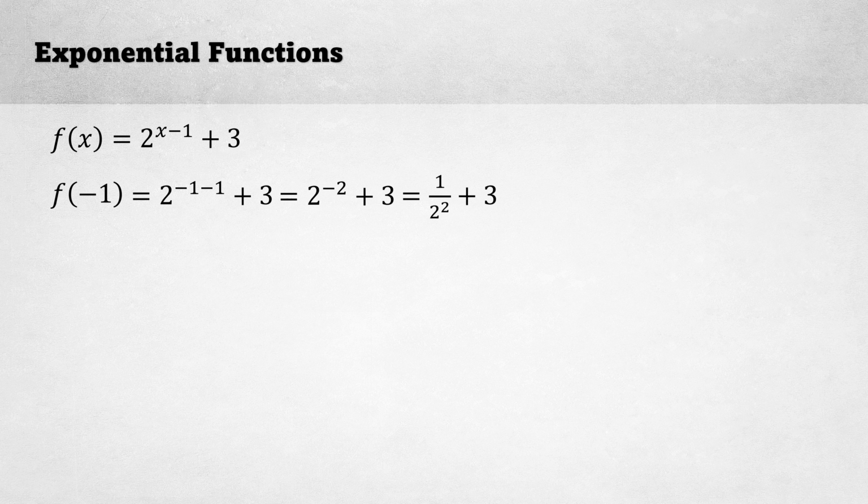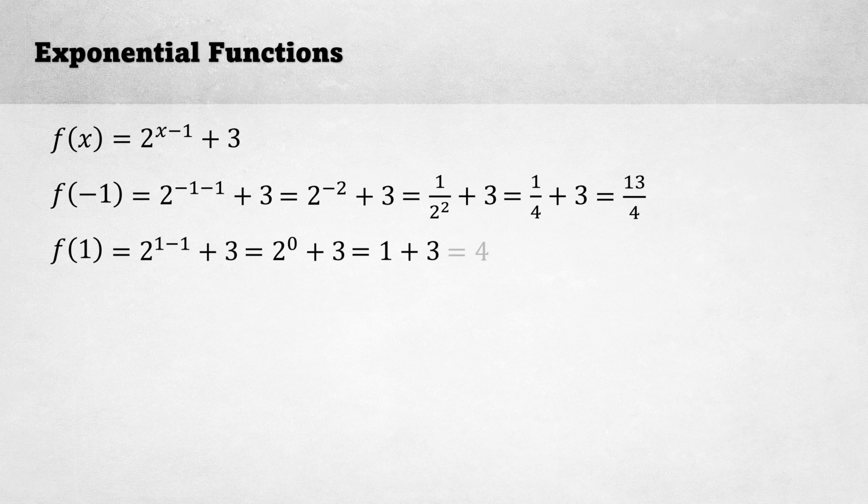Here's an exponential function 2 to the x minus 1 power plus 3. To evaluate f of -1, we simply plug -1 into x and get 2 to the -2 power plus 3. This can be written as 1 over 2 squared plus 3, which is 1/4 plus 3 and simplifies to 13/4. Similarly, to evaluate f of 1, we plug 1 into x and get 2 to the 0 plus 3, which simplifies to 4. Following the same process, we can evaluate f of 3 to get 7.